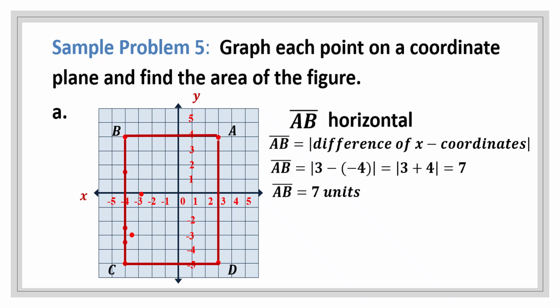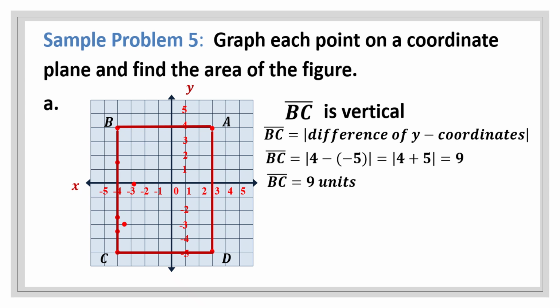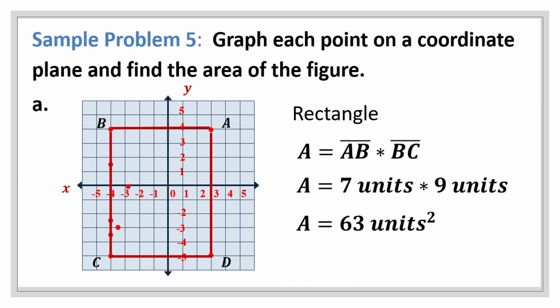And then for BC, here we have the difference of the y coordinates. That's 1, 2, 3, 4. 4 minus negative 5, which is 1, 2, 3, 4, 5. So that is 4 plus 5 equals 9 units. And then we multiply. To get the area of the rectangle, that's segment AB times segment BC. So that is 7 units times 9 units, which is equivalent to 63 square units. Okay, I hope you get it.